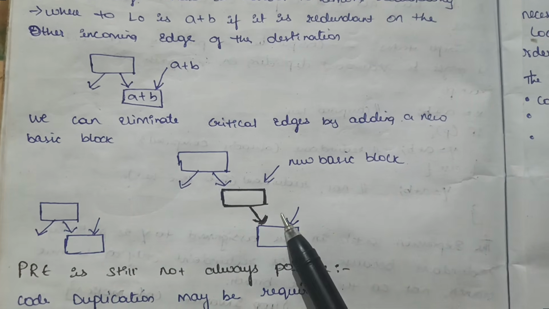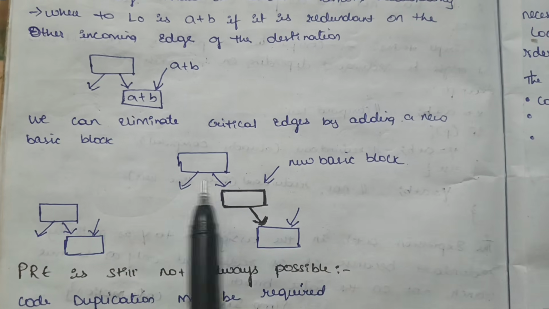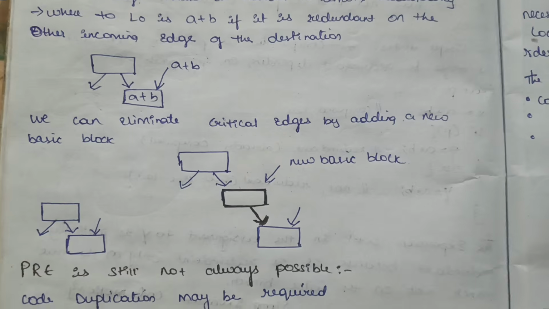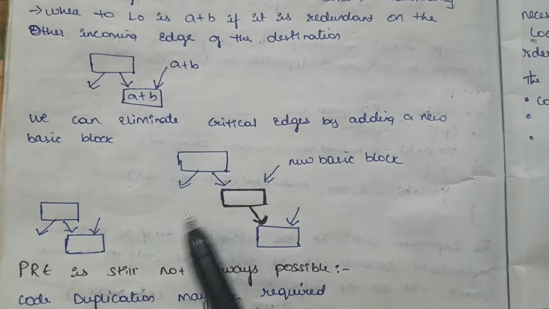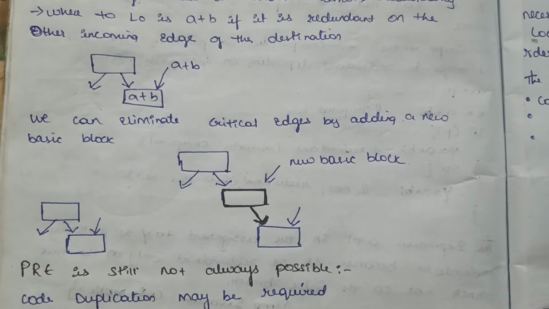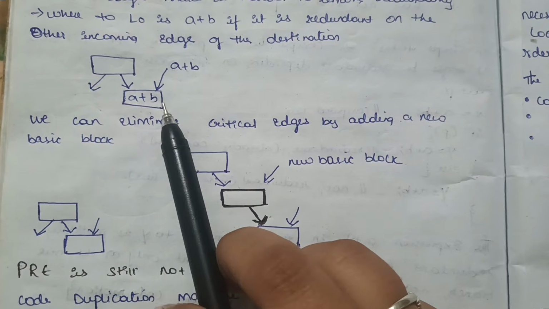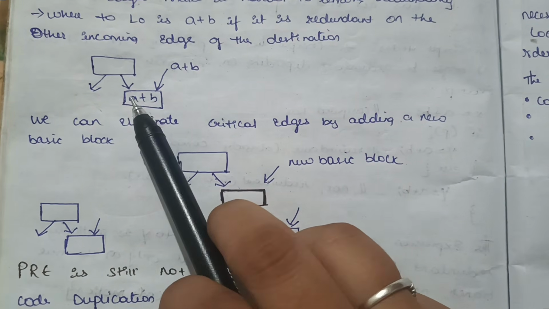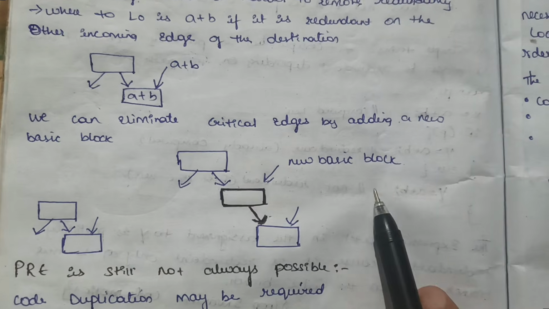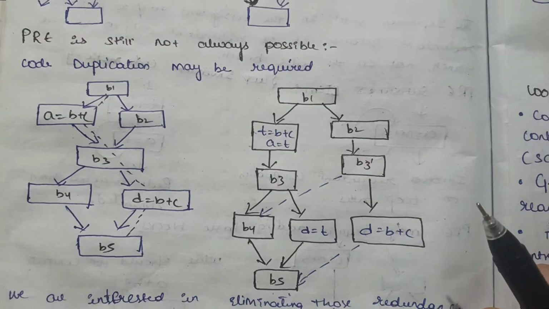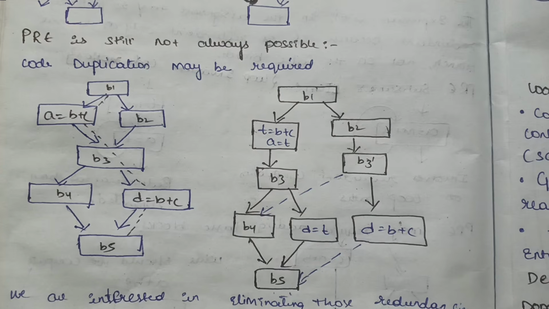So I am choosing this path because here, if I choose this path, there is no next one to that. If I choose here, there is nothing to go for the next step. If I choose here, it is empty. As we see here, it is A plus B. In between these two blocks, we can create a new basic block. Okay. And next, PRE is still not always possible. So as we see, partial redundancy elimination is not possible every time.